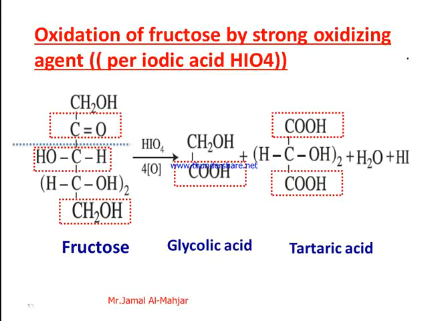What about the reduction of fructose? The reduction of fructose is the same as the reduction of glucose. It gives us sorbitol, because if you add hydrogen, one of them goes with this oxygen and the other one goes with this carbon. So you have to break this bond and insert hydrogen here and hydrogen here. So we will get the sorbitol. We don't write it here.